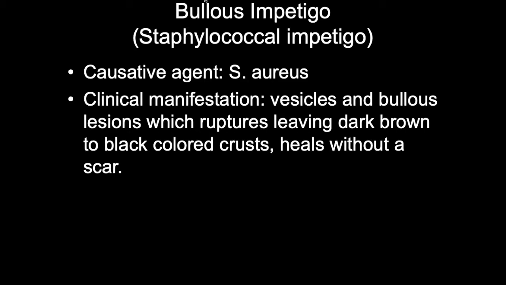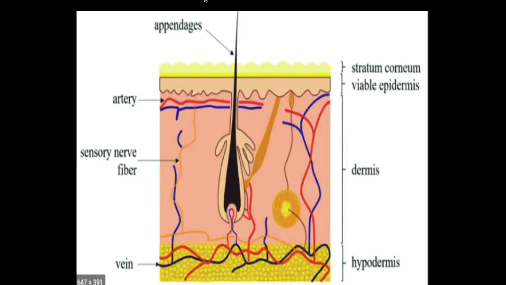Bullous impetigo, or commonly called Staphylococcal impetigo or impetigo bullosa, are also common in the pediatric age group. The lesions are described as bullous lesions which easily rupture, leaving dark-colored crust. These lesions heal also without a scar because the affectation of the disease is only at the upper layers of the epidermis.